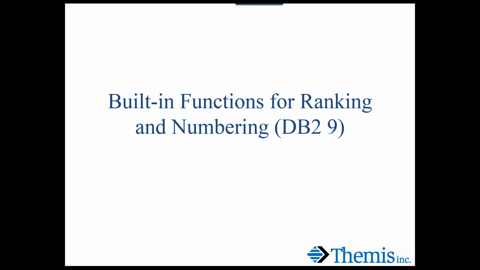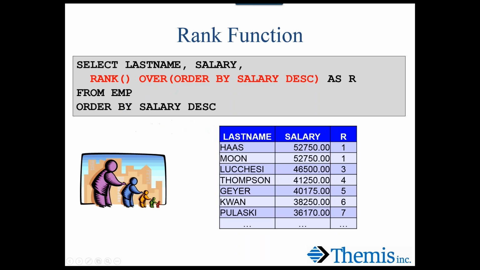So we'll start off with a little bit about built-in functions for ranking and numbering. IBM calls these the OLAP functions. In their documentation, OLAP, Online Analytical Processing. There's really 3 of them, and they work very similarly, and they were for ranking and numbering things. So the stuff we talk about in version 10 is going to build on this kind of functionality. So let's take a look at that rank function first.